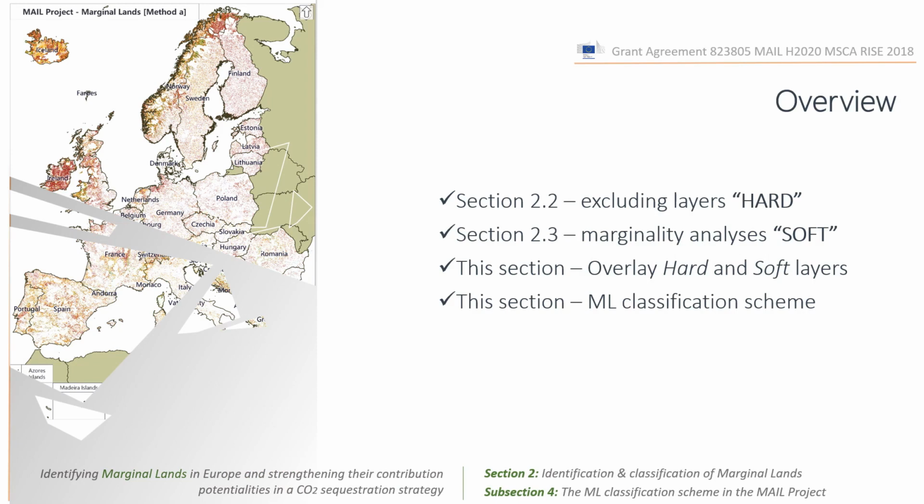Now we summarize the information that we have. On the one hand, in section 2.2 we identify the marginal lands areas by excluding hard layers. In other words, we delimited the marginal lands. On the other hand, in section 2.3 we have studied and processed the different soft layers where there are thresholds that make certain areas less productive. The next step will be the combination of both layers to obtain the areas identified as marginal with different values or degrees of marginality. Finally, we will explain the marginal classification scheme followed in the MaiL project.